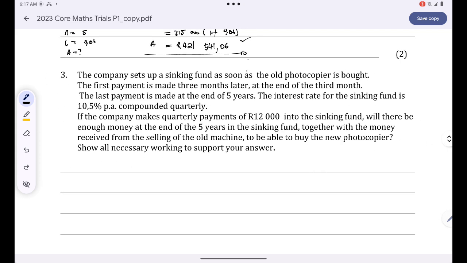Okay, and now we are told that the company sets up a sinking fund as soon as the old photocopier is bought. The first payment is made 3 months later, at the end of the 3rd month, and the last payment is made at the end of 5 years. The interest rate for the sinking fund is 10.5% compounded quarterly.